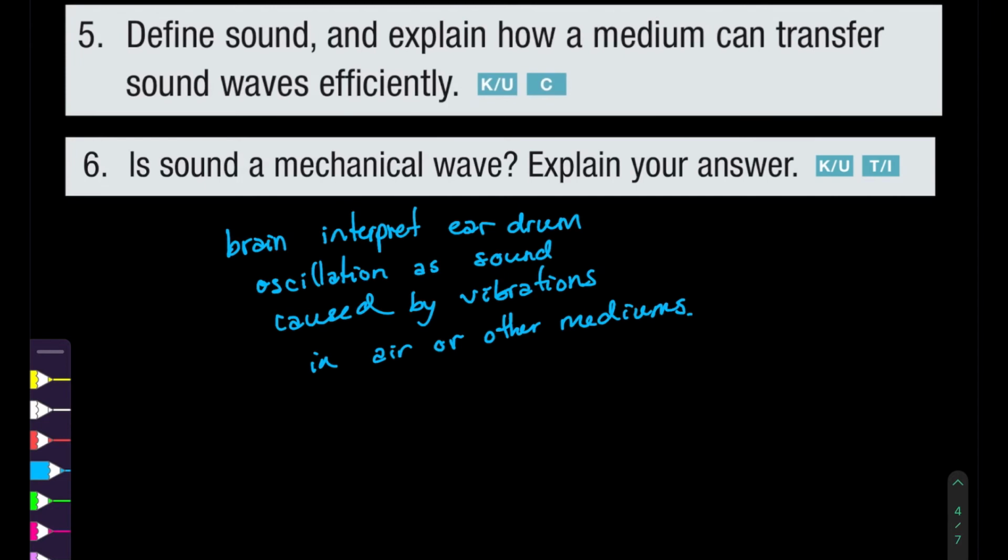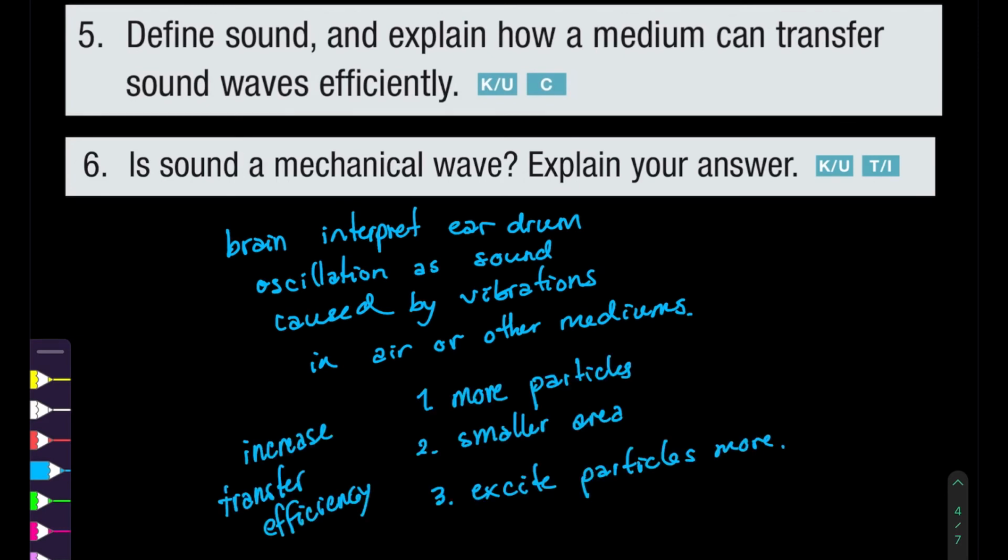Well, we looked at that before. We can increase the number of particles, we can increase the energy of the particles, and we can also reduce the area where the particles are found. So that was 3 things that we can do to the medium itself. By exciting the particles more, I really mean having a higher temperature, because faster moving particles are more likely to collide than slower moving particles. If we increase the number of particles, collisions increase, and as we reduce the area, collisions increase too, because sound passes energy through collisions. So in this case, sound is a mechanical wave.